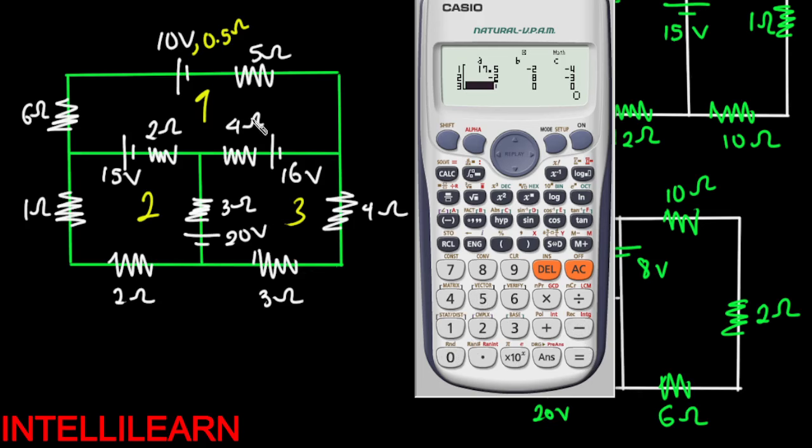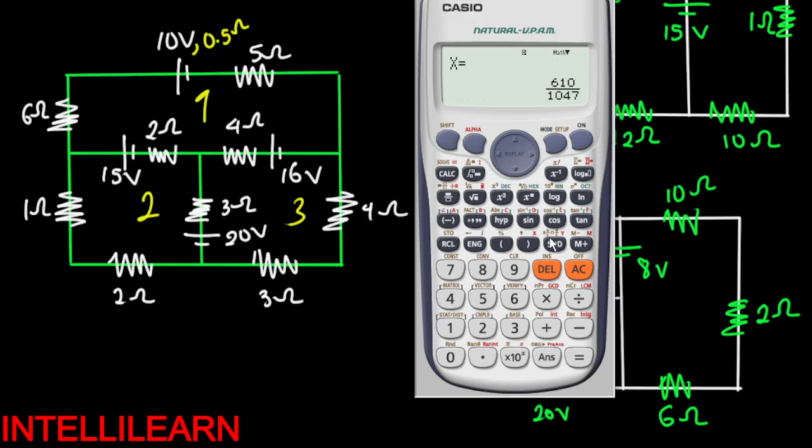Now you're in the third loop. Between third and first, there is a 4 ohm resistor. Minus 4. Between third and second, there is a 3 ohm resistor. Minus 3. In the third itself, you have 4 plus 4 plus 3 plus 3. Now go around, calculate the voltage. You have a drop of 16, a rise of 20.